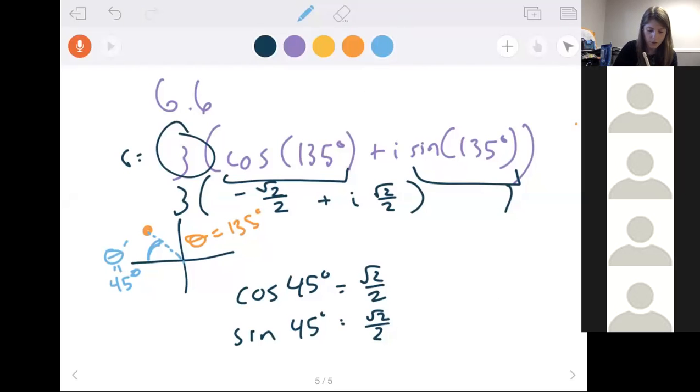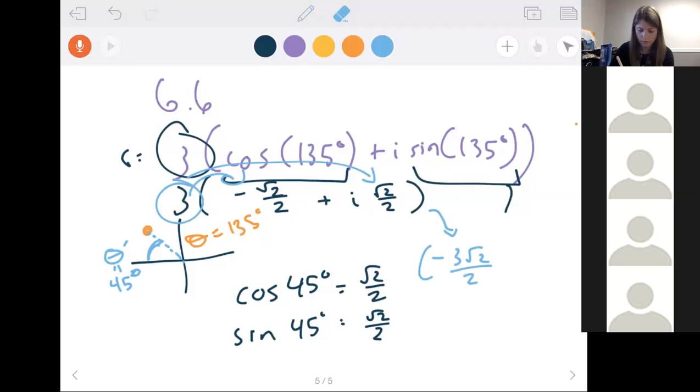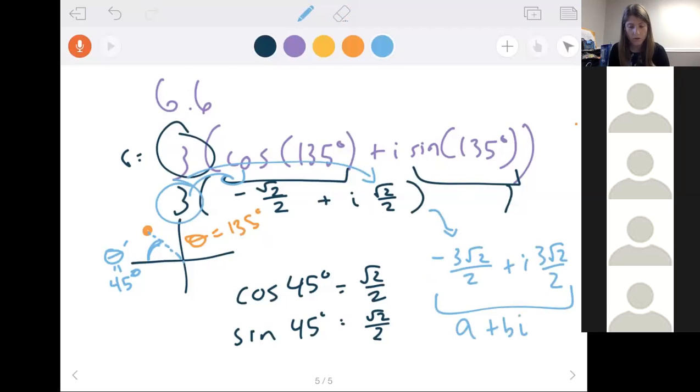So if you think about just distributing your 3, then that will put you in standard form. It feels a little strange to write this as negative 3 square root of 2 over 2, and then to think about getting ready to write it as a vector there, plus i times 3 square root of 2 over 2. But this is a plus bi form. Now, in this particular case, if you just tell me the radius and the angle, it feels a little bit easier to deal with than the a plus bi form.